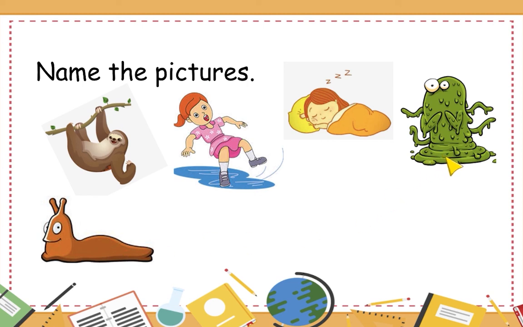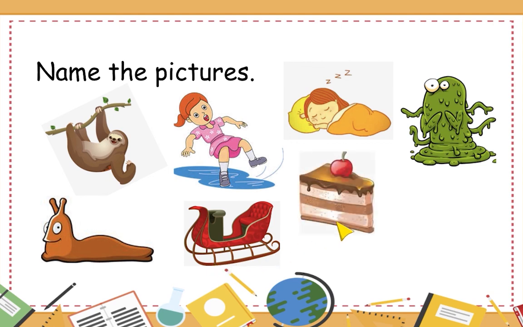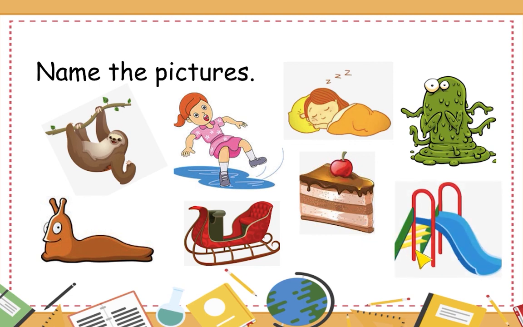No, this is slime. Slime. Make a sentence. And this is the slug. Slug. Make a sentence. How about this? Yes, sled. Make a sentence. And this? Yes, slice. Make a sentence. And the last one? Yes, slide. Is it a sled? No, it's a slide. Make a sentence.